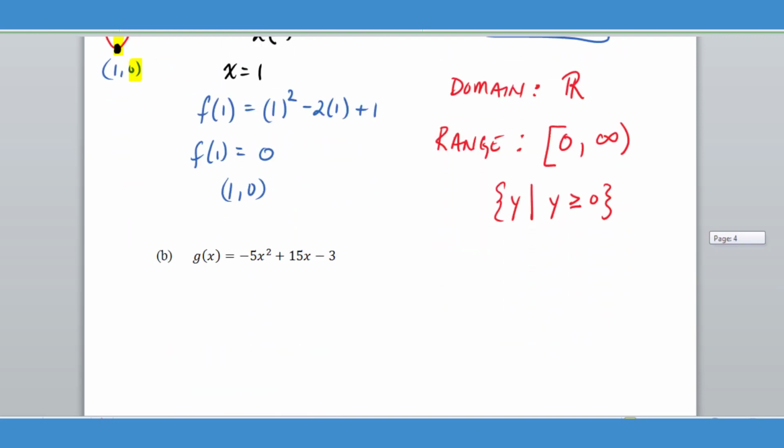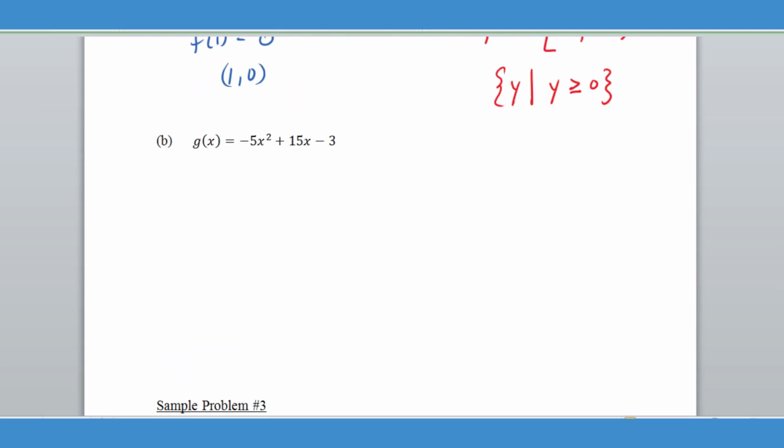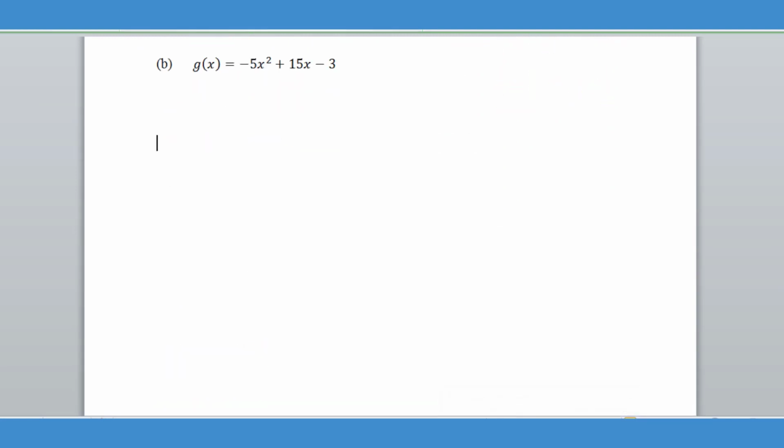Let's look at the second part here, part B. And so we have negative 5x squared plus 15x minus 3. If you look at this, we have a leading coefficient that is a negative value, so we know that it's going to open down, leaving us a vertex that's at the top of the graph. Now this one's going to be a little bit more challenging, so we're going to have to use our calculator a little bit better. Same process here though.